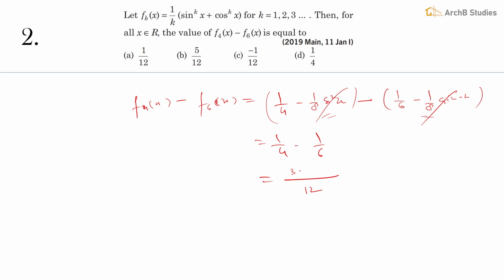4 3 is 12, 6 2 is 12, 3 minus 2 is 1 by 12. So this is the right answer, 1 by 12.